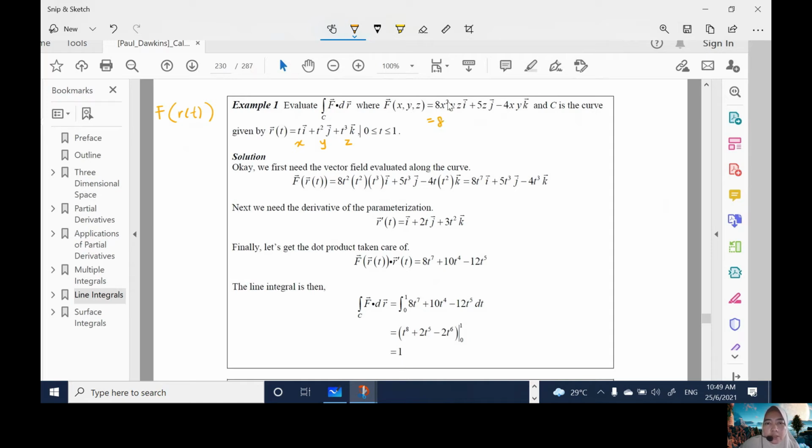Let me work here. First one, we have 8xyz. So x squared in terms of t would be t squared, because our x is t. And then y is t squared, so we have t squared. z is t to the power 3. So this is 8xyz. The vector i will remain the same. Then we do similarly for 5z, so z is t to the power 3, then we have vector j. Then we have minus 4, x is t, y is t squared, then we have vector k.